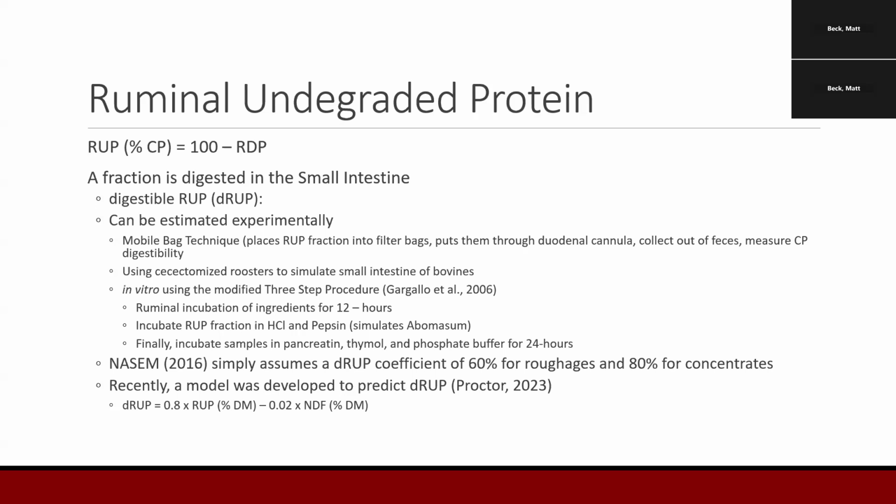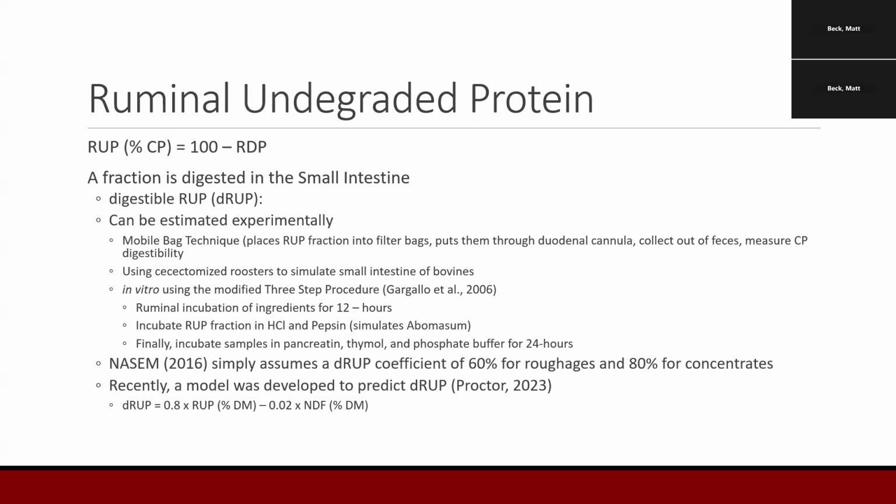They insert filter bags, similar to F57s, into the duodenum, allow them to go through the intestinal tract, through all the different enzymatic digestions that occur in the small intestine. Then they collect those bags as they get excreted in feces and measure the digestible crude protein from that. So pretty obvious why not a lot of people do that. Very expensive. Duodenal cannulated cattle don't last very long, so you have all that sunk cost of the animal. It's very labor intensive. Okay.